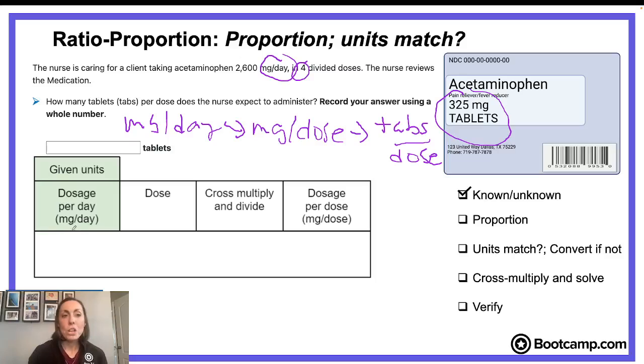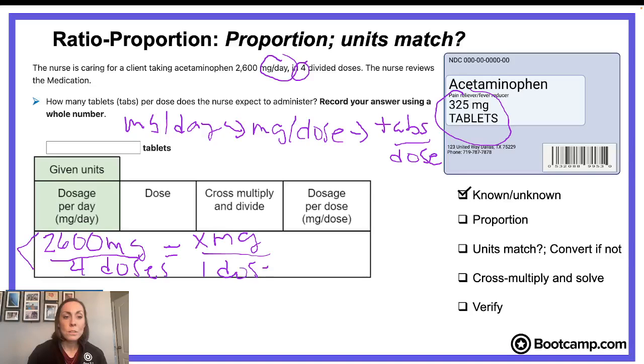They have to match. So we can start with our dosage per day, which was 2,600 milligrams. And remember, we're giving it in 4 doses. So I think of this as a relationship, okay? So 2,600 milligrams is given in 4 doses. Those are related. And then we're trying to get to that milligrams per dose, right?